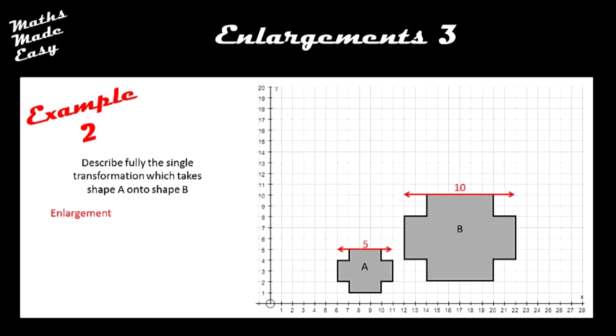Then I'm going to need to compare some lengths. A bit trickier on this one because of the nature of the shape, so what I've done is I've decided to take the whole length of the shape and compare it to the whole length in shape B. And I can see that the scale factor here is 2.